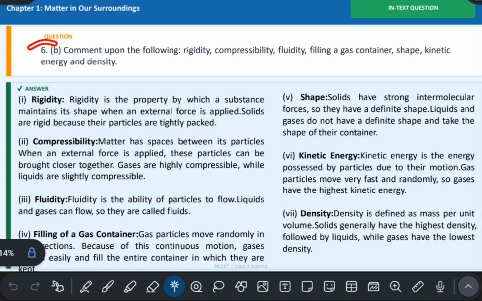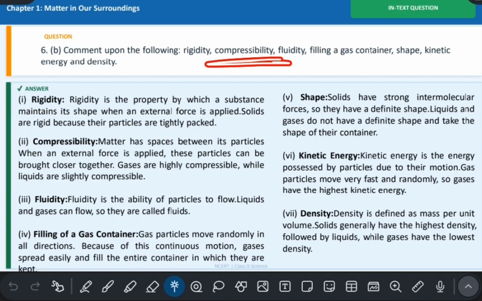Now question number 6, part B. Comment upon the following. Rigidity. So first, rigidity is the property by which a substance maintains its shape when an external force is applied. Solids are rigid because their particles are tightly packed.